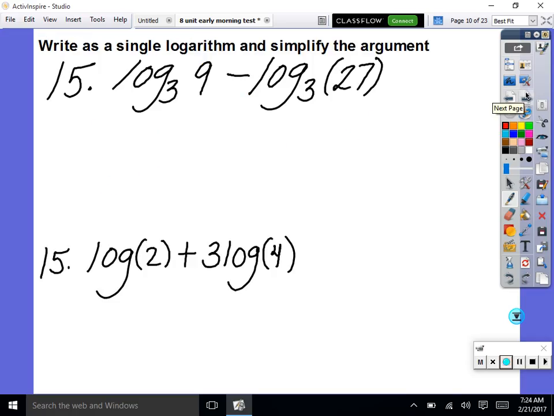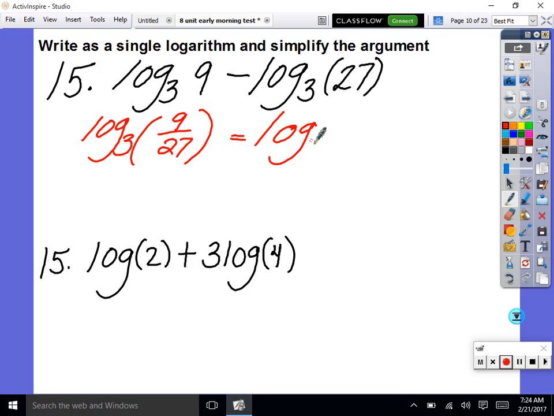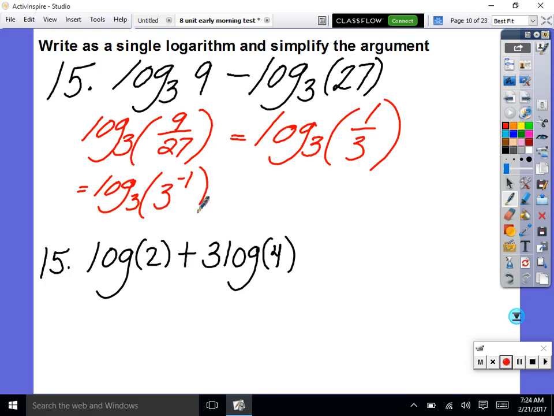Okay, so it says write as a single logarithm. This will be 15 on the test. So when you subtract, you divide, so this would be log to the base 3 of 9 divided by 27. You would show your work, which equals log to the base 3 of 1/3, which you can now simplify one more step, right? Because can't you do the change of base formula? Or can't you think of it like this? Log to the base 3 of 3 to the negative 1. Isn't that 1/3? So don't those cancel out? So isn't our final answer -1 in this case?